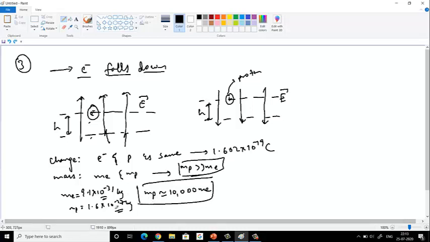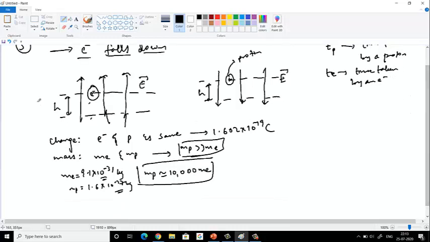Now, what was I telling you? Yeah, we have to find which particle takes more time. Suppose Tp is the time taken by a proton to fall, and Te is the time taken by an electron to cover the same distance H. Then which one is greater? You have to see. How do we see that?